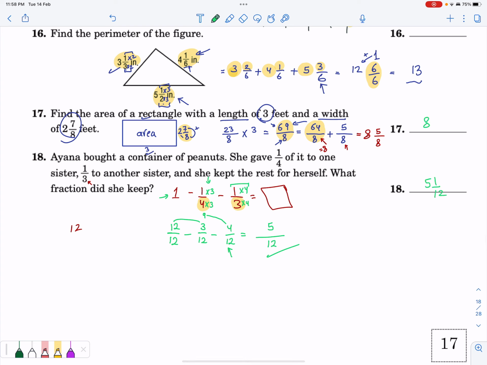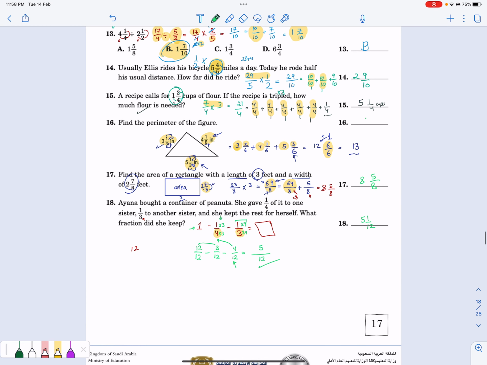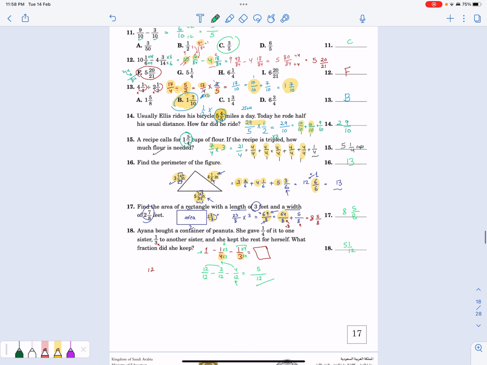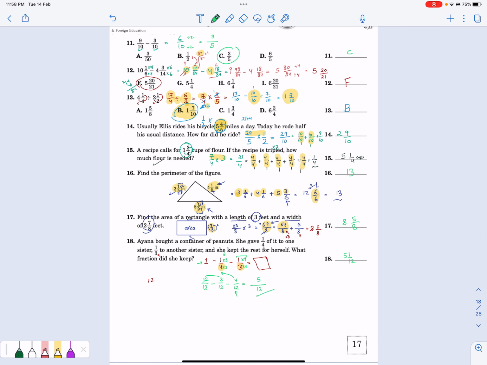And here it's going to be 8 and 5/8. And here it's going to be 13. I hope everything is clear for you until now. How about we go to the next page? Okay, let's go.